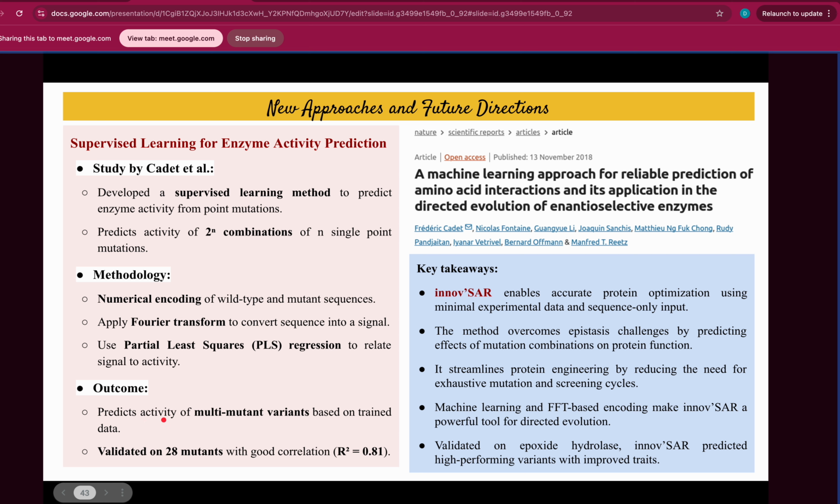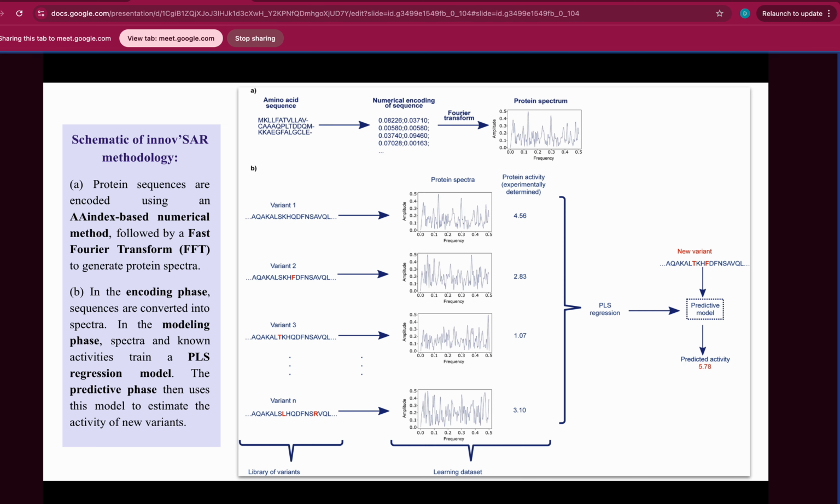So they have predicted the activity of multi-mutant variants, in which not just one mutant but there were multiple such mutants which were present. They were based on the training data, and they have validated 28 mutants with good correlation. That means these mutants were increasing the enzyme activity. So this is about what are the current approaches which are going on, and this is how they have shown the method, how they have done it.